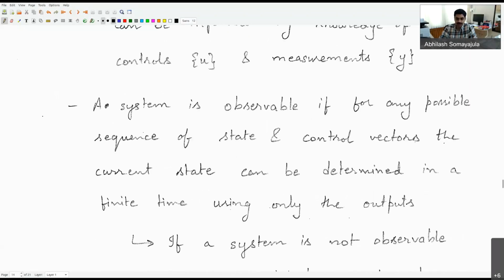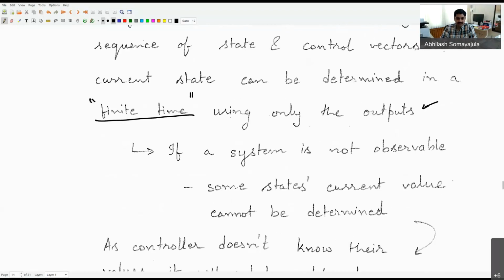So a system is observable if and only if, for any possible sequence of state and control vectors, the current state can be determined in a finite time, that being a very key aspect, using only the outputs of the system. If a system is not observable, then that means that from the measurements, some of the system states cannot be estimated. We do not know what their precise value is. So if I want to now pass this internal state vector to the feedback system, and I want to ask it to control it, what I can't estimate, I will not be able to control as well.